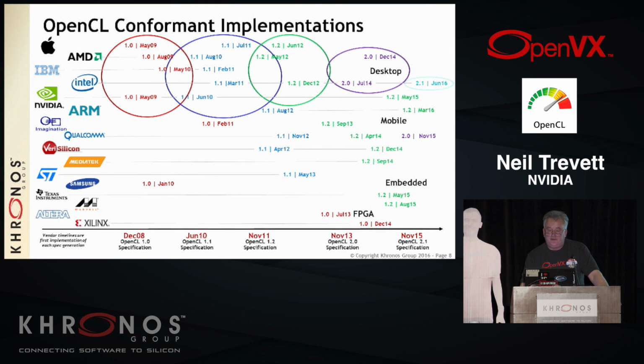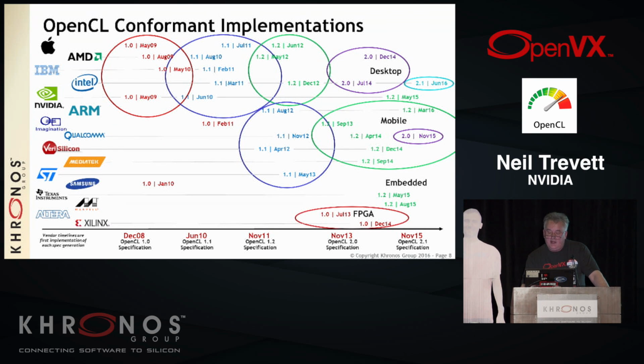OpenCL has a bunch of implementations on the desktop. We're now seeing the first wave of 2.1 implementations appearing. On mobile, the first wave of 2.0 is appearing. FPGAs are using 1.0, and embedded, interestingly, and especially for vision processing in the embedded space, vendors with DSPs like Texas Instruments and Marvell are beginning to ship OpenCL 1.2.